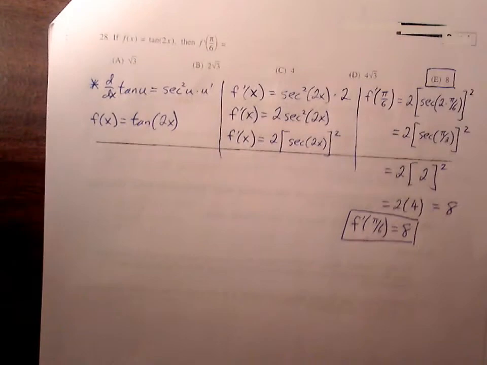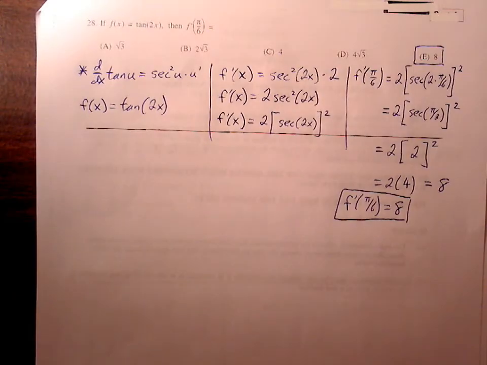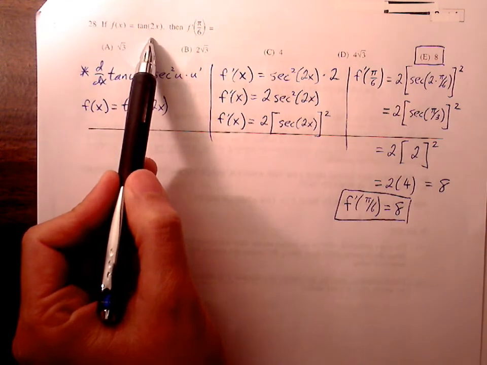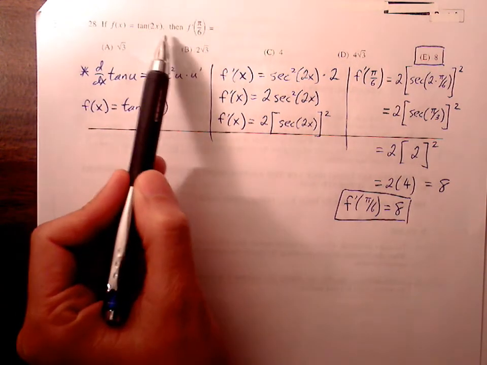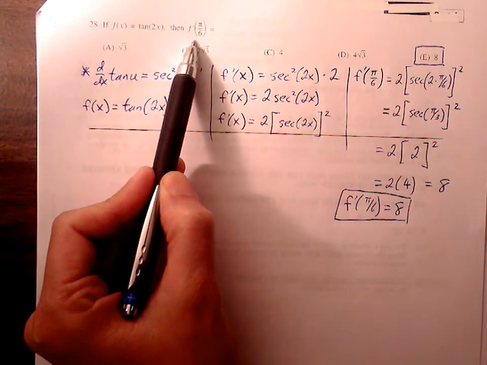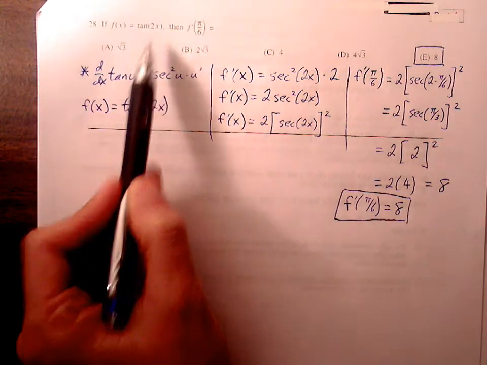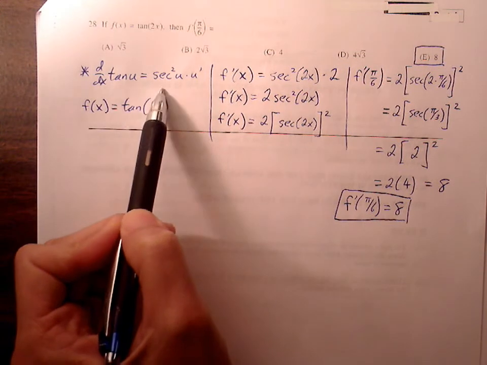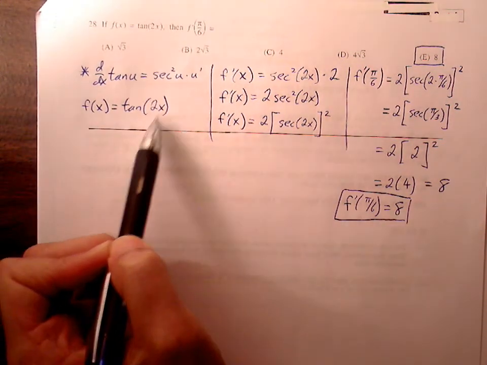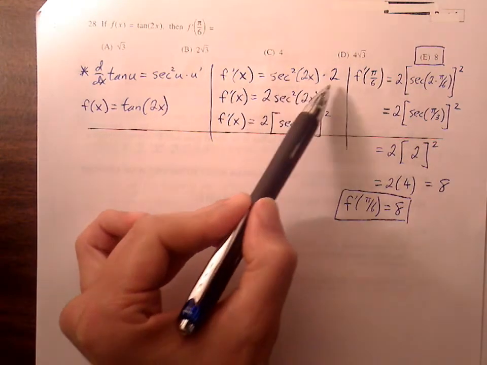Okay, 28, last problem from the non-calculator portion. We have a function which is tangent of 2x. Find f prime of pi over 6. So if we find the derivative, we can then evaluate the derivative at pi over 6. So tangent of u becomes secant squared of u times u prime. So that means tangent of 2x will become secant squared of 2x times 2.